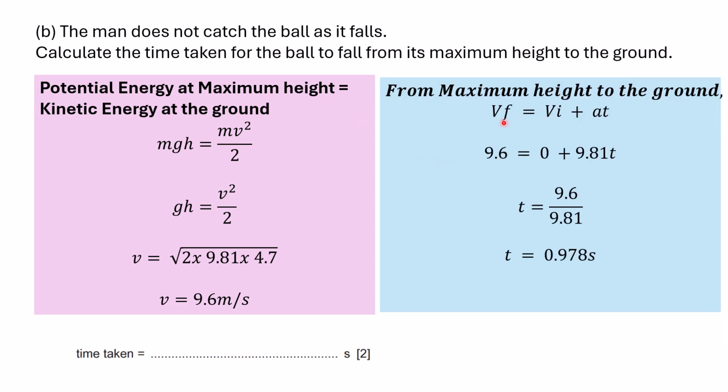Now we are going to use a motion equation formula with the final velocity 9.6, the initial velocity is 0, because it's from maximum height. Now the ball is falling, right? So the ball stopped all the way up and then falls back down. So the initial velocity when it's falling down is 0. And now it's accelerating, so it's 9.81 times time. Rearranging all these, now our time is 0.978 seconds.